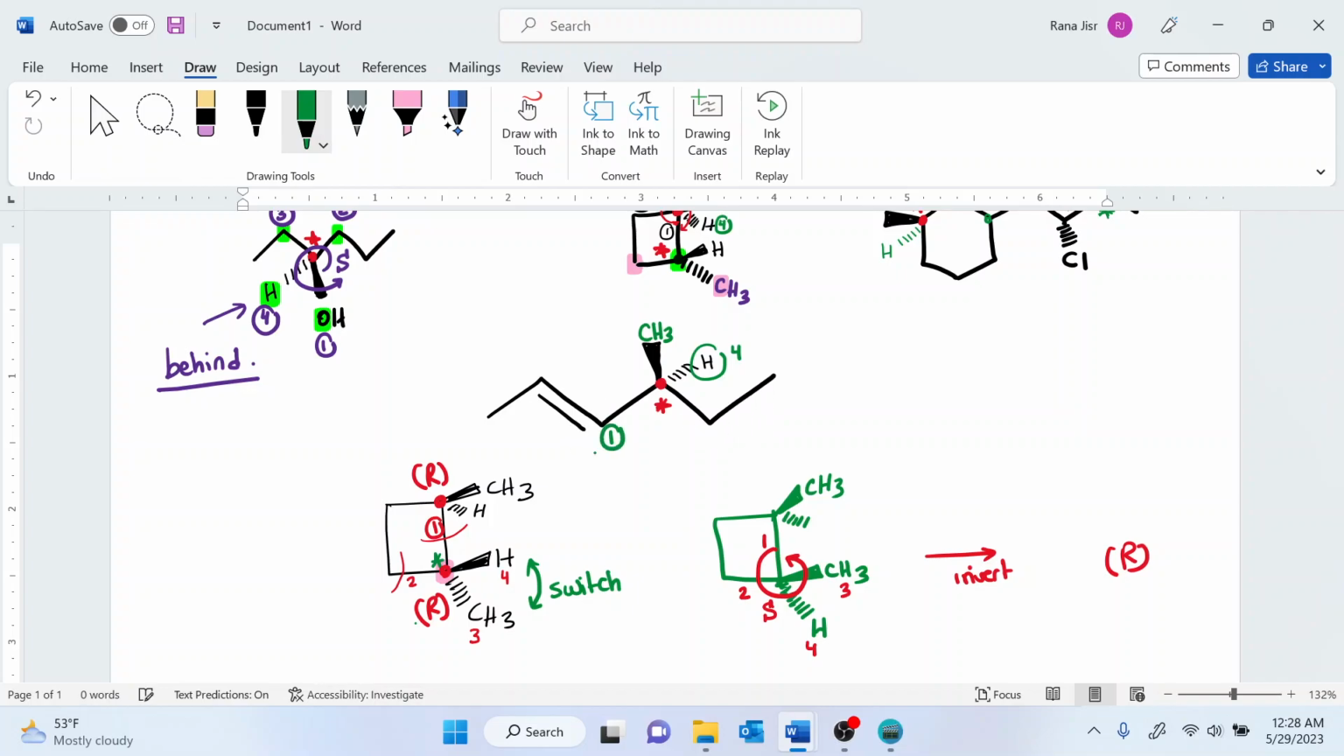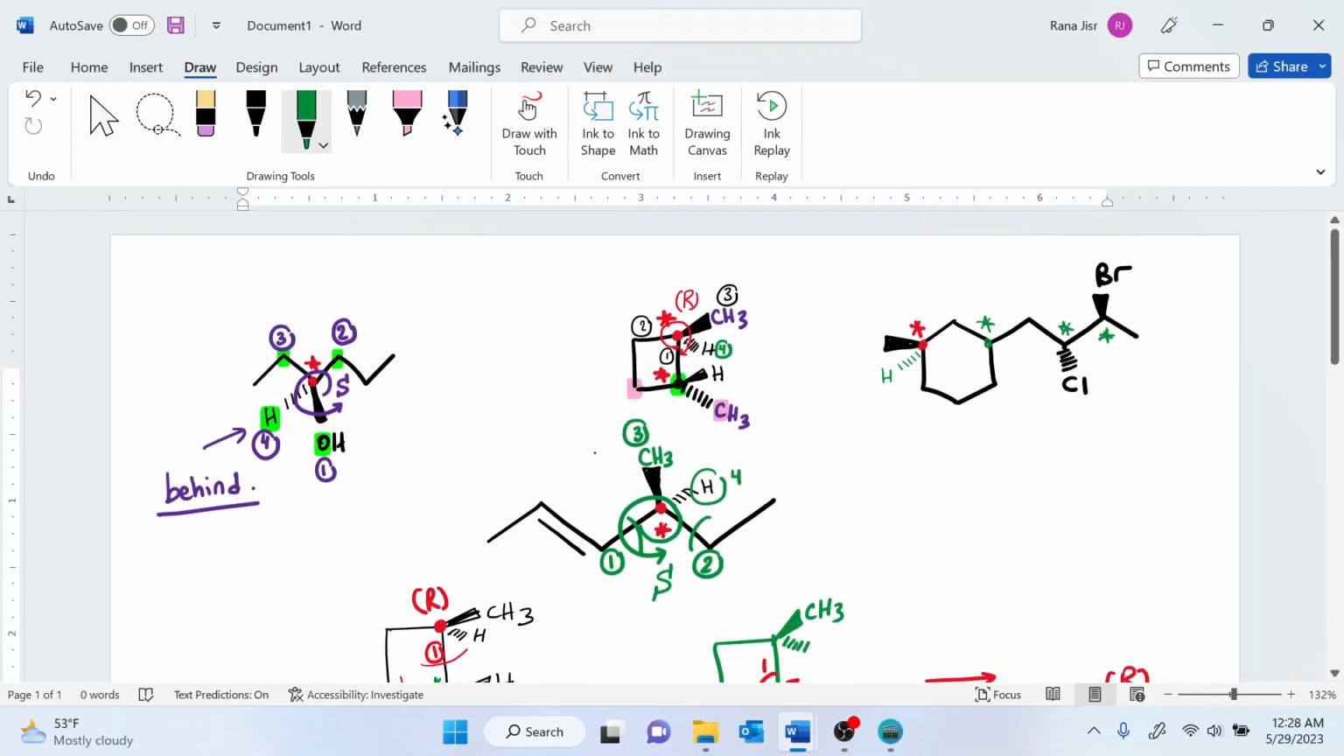So it's going to be priority 1. This is going to be priority 2 over here. And then this is going to be priority 3. And I'm going by 1, 2, and 3 like that. So this is going to be an S configuration, and it stays an S configuration because I didn't do any switching of the groups.